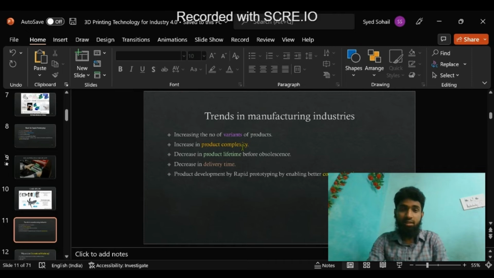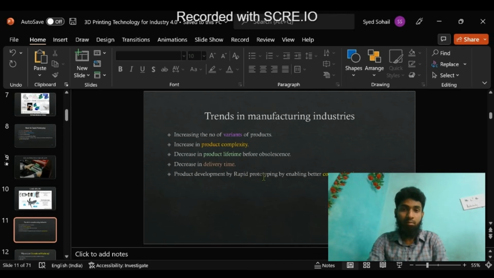Product complexity is increased, right? To increase the complexity and have more features involved, you have to have swift product development cycles. There is a decrease in product lifetime before obsolescence, because the products are being launched one after the other. And there is a decrease in delivery time, you want to decrease the lead time.